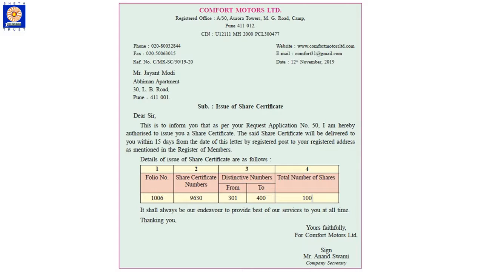Then we have a distinctive number. Distinctive numbers are like roll numbers: in your school, every student has a roll number, from roll number 1 to 2, 3, 4, 5, 6, and 10. Likewise, we have also seen receipt numbers in learning accountancy. Likewise, every share certificate has an individual distinctive number, which shows that it's a unique document. There is no duplicate. So the unique distinctive number is from 301 to 400, that is around 100 shares, and in the fourth column it is written total number of shares 100.